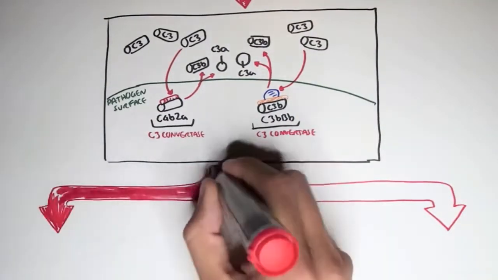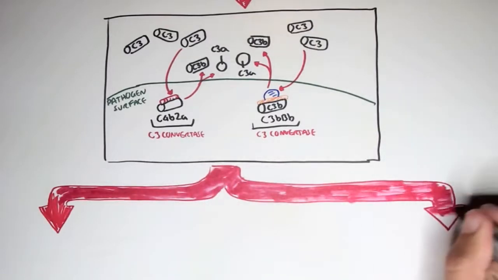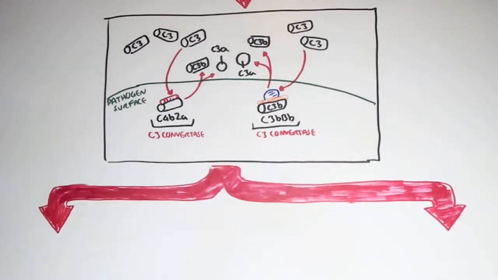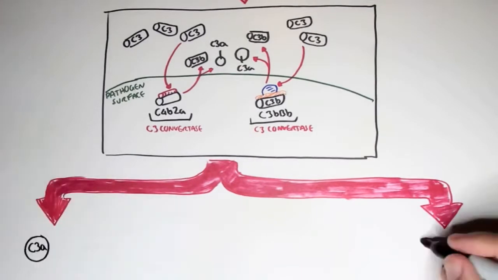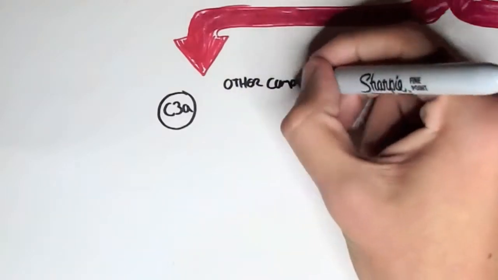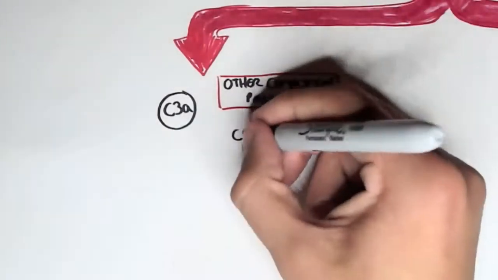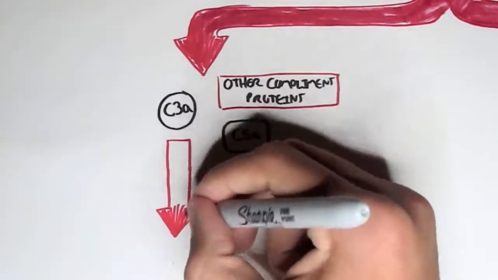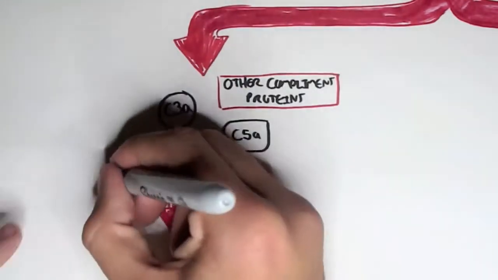Okay, so now we have the activated form of C3, C3a and C3b. Now what do they do? C3a, with other complement proteins such as C5a, which is actually one of the most important complement proteins, will enhance inflammation. Actually, all the complement proteins with A will do some form of inflammatory process.